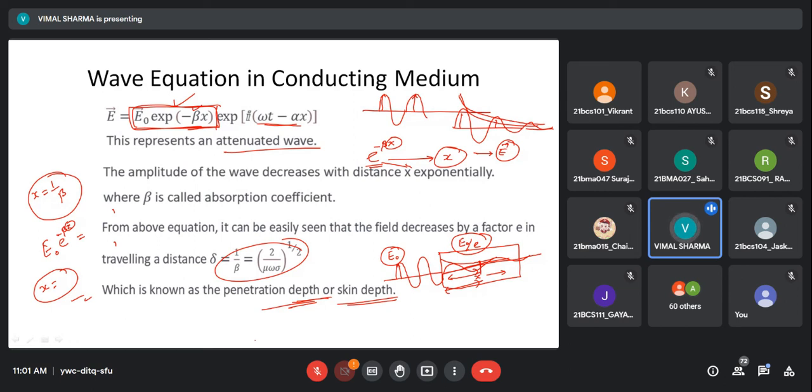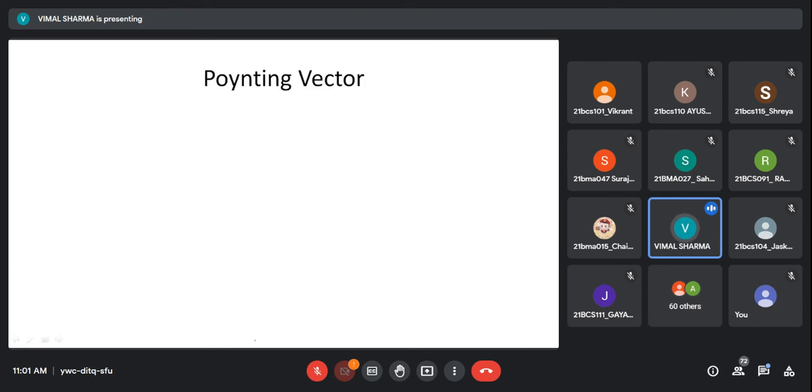So we will keep this as it is for now. We'll discuss more about this, and when we have the pointing vector, we'll do this tomorrow because it is already 11.